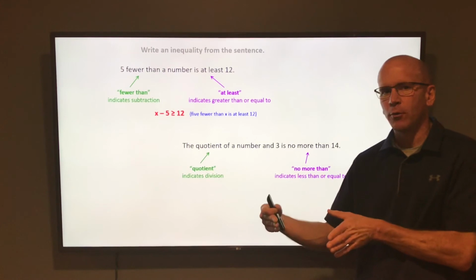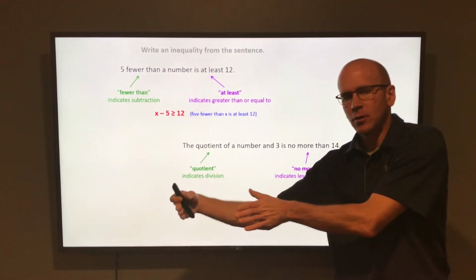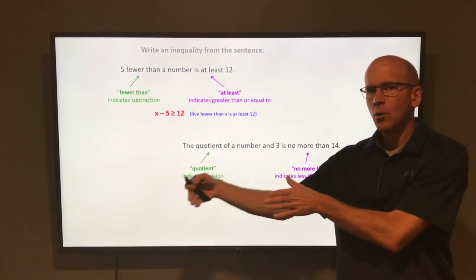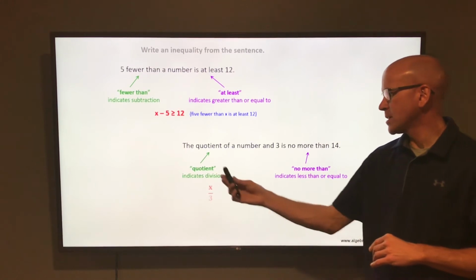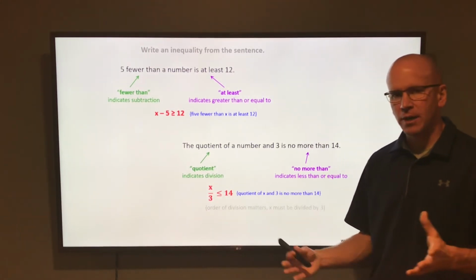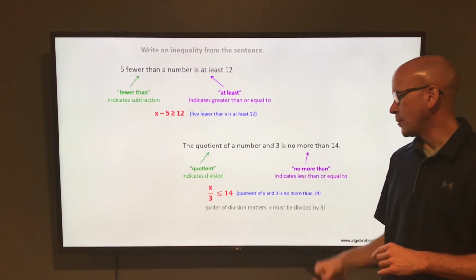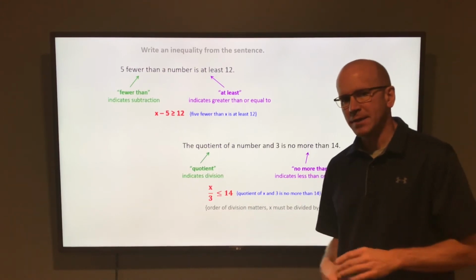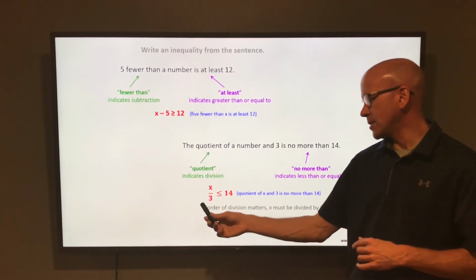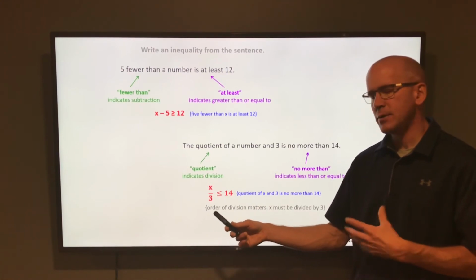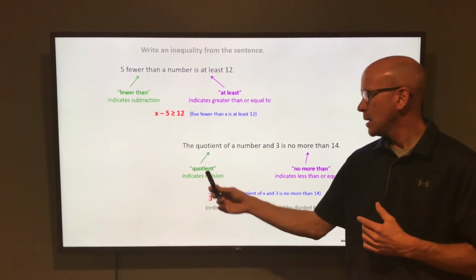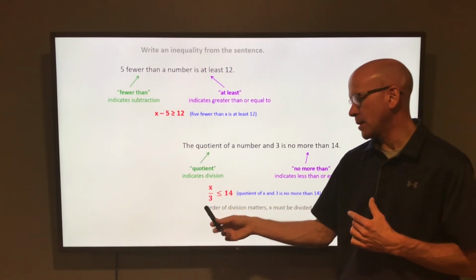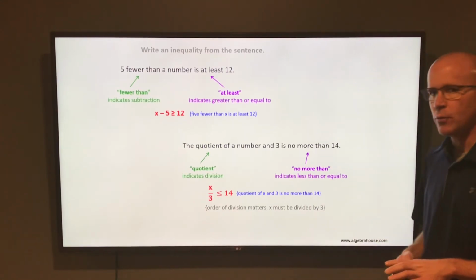You have to figure out an inequality sign that means is no more than 14. So that means it could be 14, but it could also be anything less than 14 because it's not more than 14. So x over 3 is no more than 14 means it's less than or equal to 14. Also, the order of division does matter. You can't have 3 over x. It's not the same thing. The quotient of a number and 3, you're going to write in the order of x divided by 3. So x over 3 is less than or equal to 14.